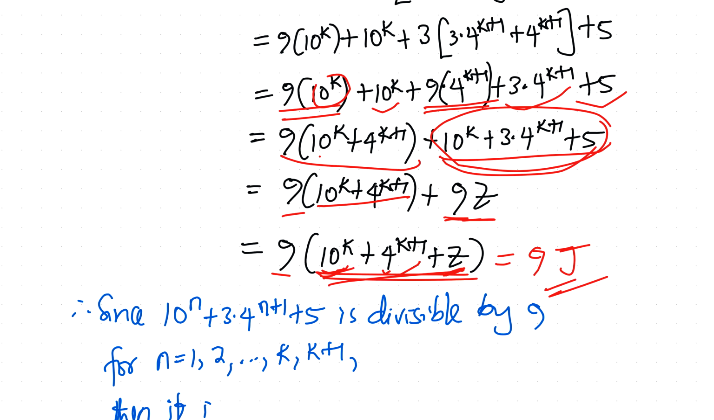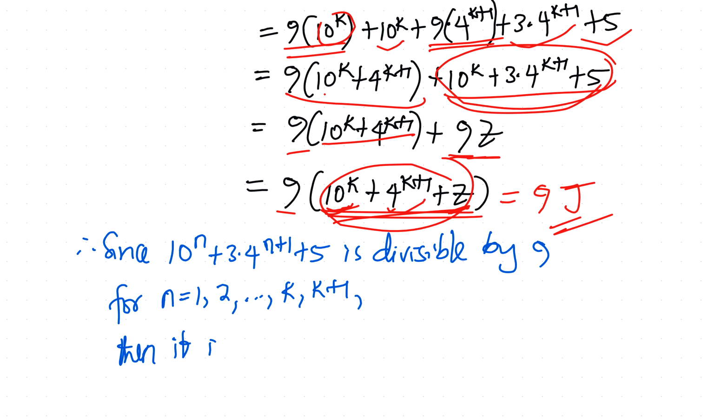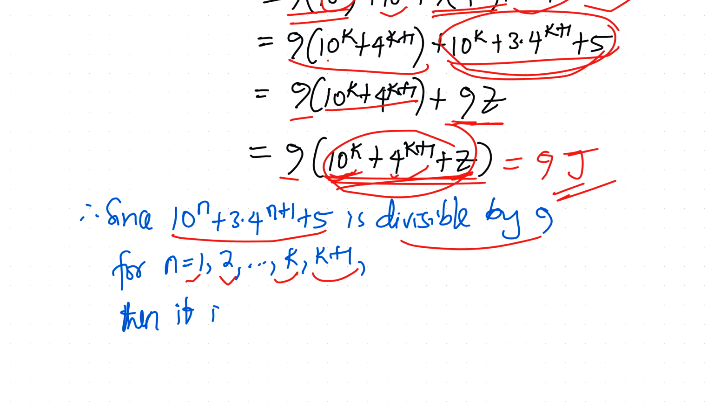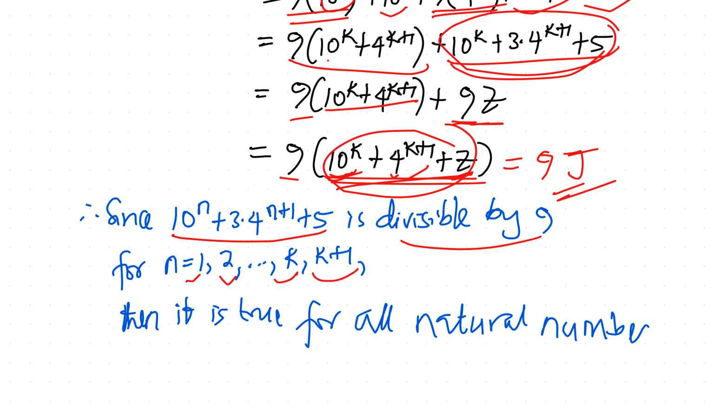So having established that, finally, you can now say, since 10 raised to the power n plus 3 times 4 raised to the power n+2 plus 5 is divisible by 9, for n equals 1, it was true. For n equals 2, then we assume for k, and then it works for k+1. Then you can say that it is true for all natural numbers. And that's how to treat that question. See you in the next video. Thank you.